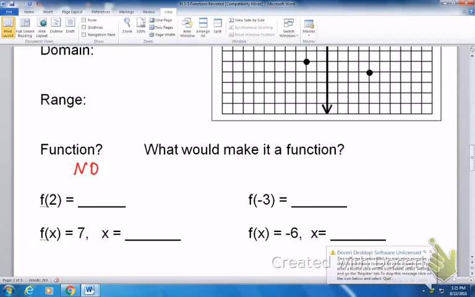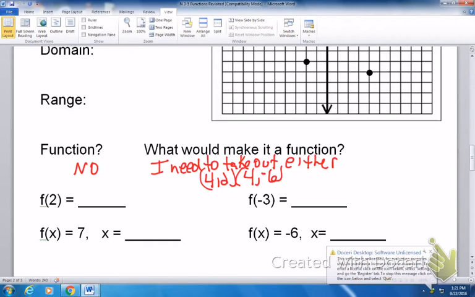Another way to know that is if we look at all our x values, I have 4 repeated twice. It says what would make it a function. I would need to take out either my 4, 2 or my 4, negative 6. If I took out one of those points, then I wouldn't have 2 repeated x values, and I'd be good to go. Now we're going to have to use those points to answer the next few questions.